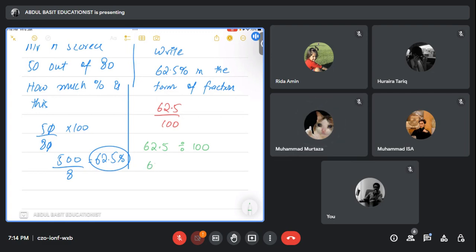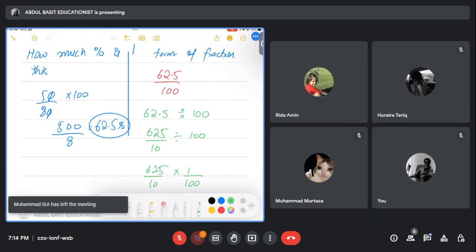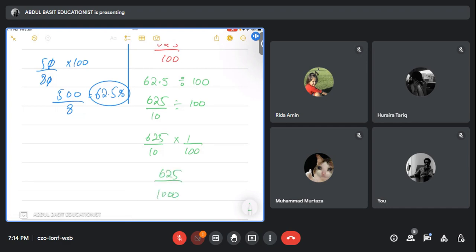जी sir. So it would be 625 divided by 10 divided by 100. Now 625 divided by 10 multiply by 1 by 100. Flip it. Yes or no? Yes. रिता समझ आइए बेटा? जी सर. Okay. So it would be 625 divided by 1000. अगर वहां पे लिखा हो ना कि simplify your answer or give your answer as simple as possible, so आपको उसकी कटिंग करनी है.